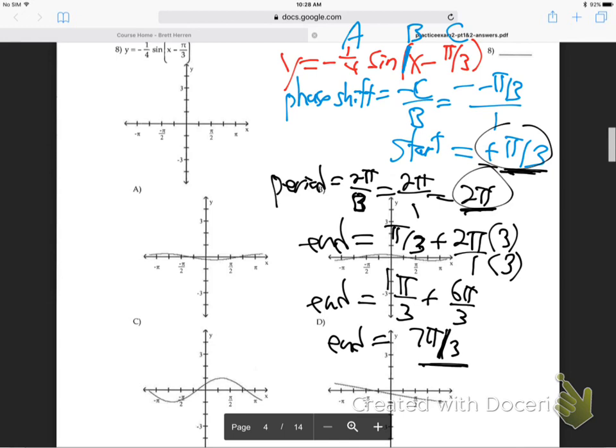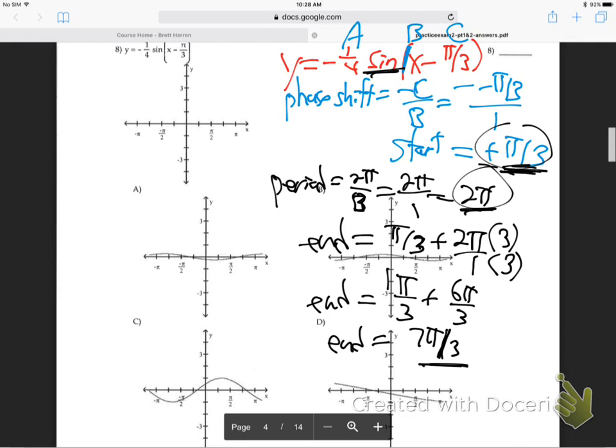Starts at pi over 3. All right, so let's go up to that graph. Where's pi over 3? Yeah, it's a little tricky, isn't it? This is a sine graph, which starts at 0, hits 0 halfway through, and ends at 0. The sine graph starts at pi over 3.